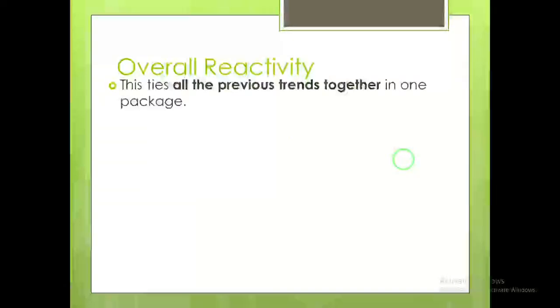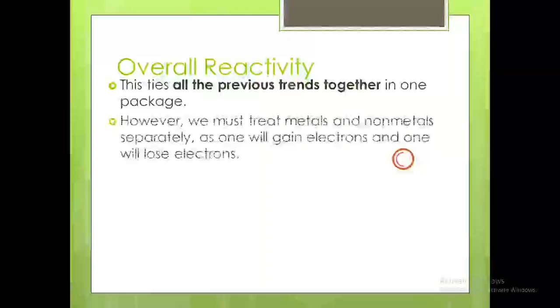Now, reactivity. This reactivity ties both electropositivity and electronegativity together. Elements that are at the extreme end of electropositivity and at the extreme end of electronegativity tend to be highly reactive. But for elements that are in between, their reactivity decreases.